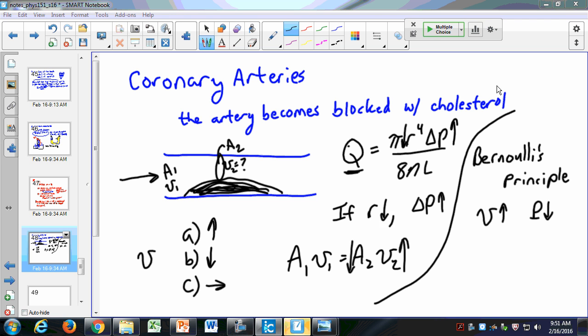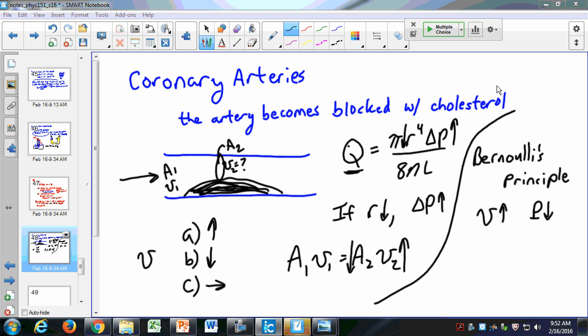Now that seems a little confusing, right? And I think that's why they didn't include it in the book. Because on the one hand, we say that our pressure is going up if our radius goes down. And then Bernoulli comes along and says that if my speed goes up, my pressure goes down.